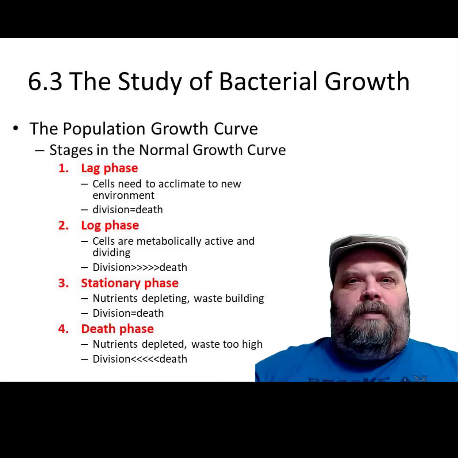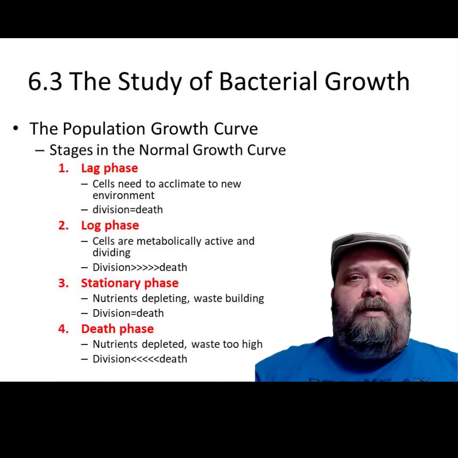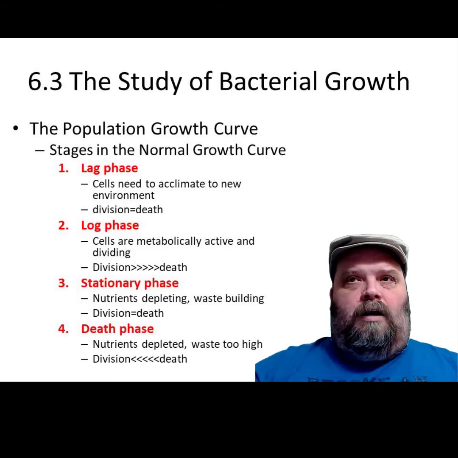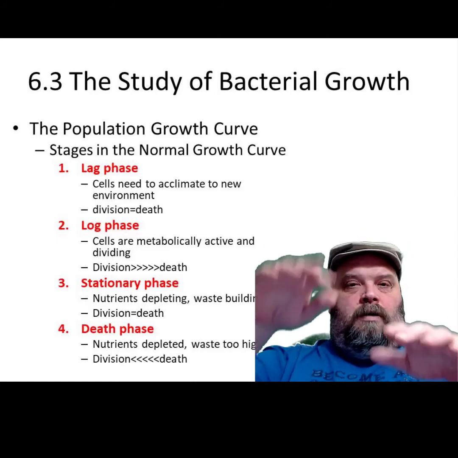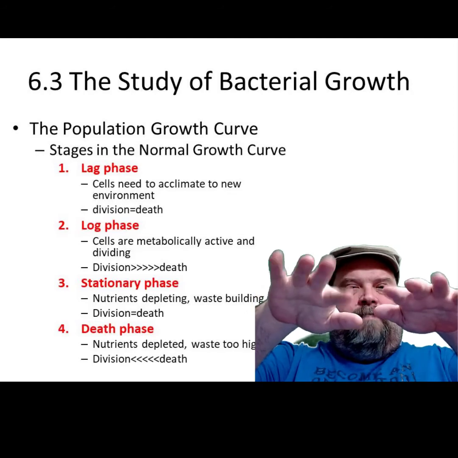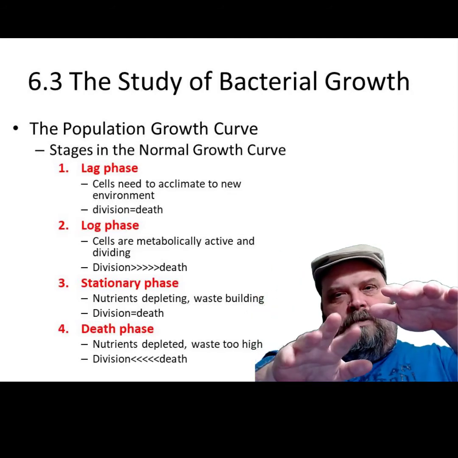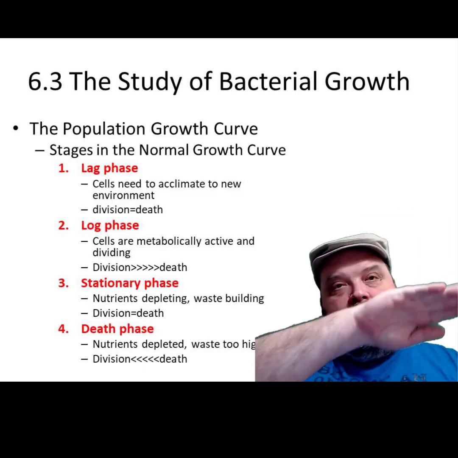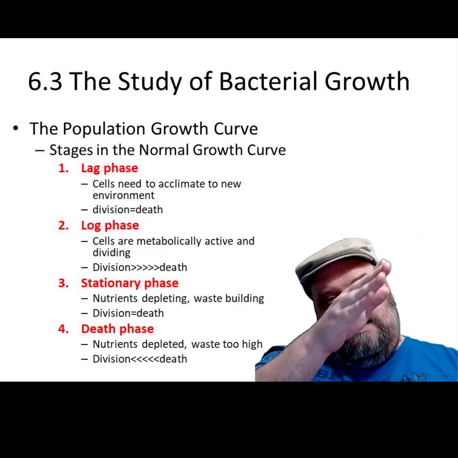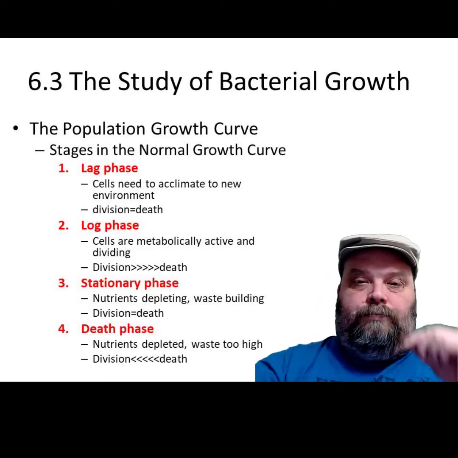Then the last phase, the fourth phase, the death, or decline, phase. Nutrients are all but depleted. The problem here also is that the dead and dying cells and the waste products are polluting, for lack of better terms. We start to see the actively dividing cells go down and the dying go up. So the number of living cells declines.